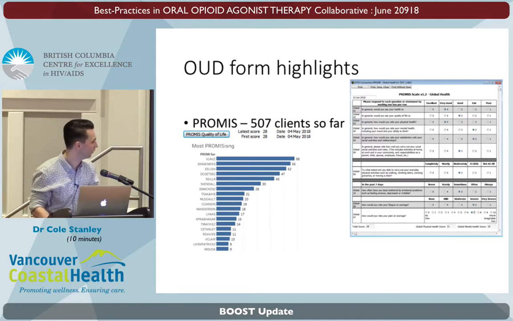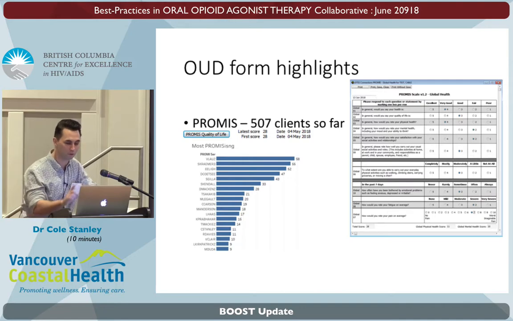You can see the form here. It's very simple, 10 questions. You just click the responses in. It automatically calculates the score and then puts the score on the OUD form.